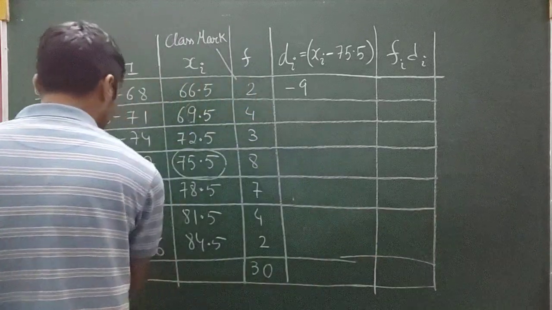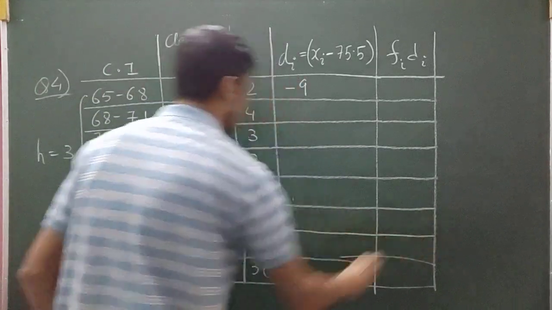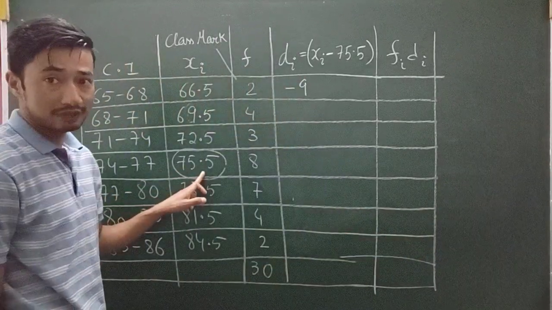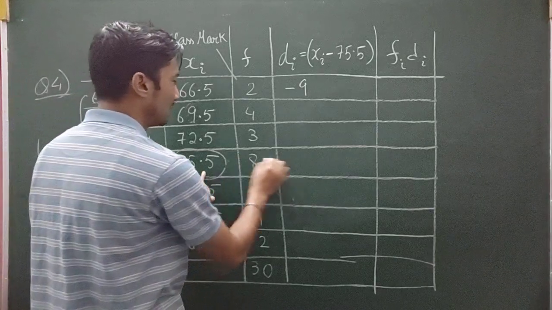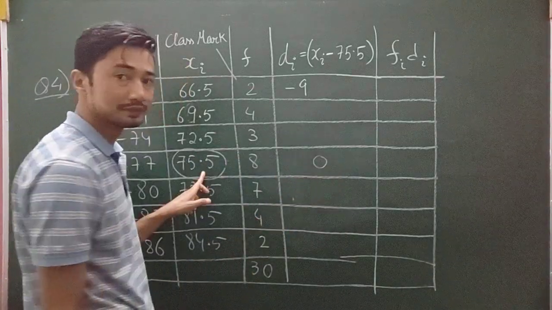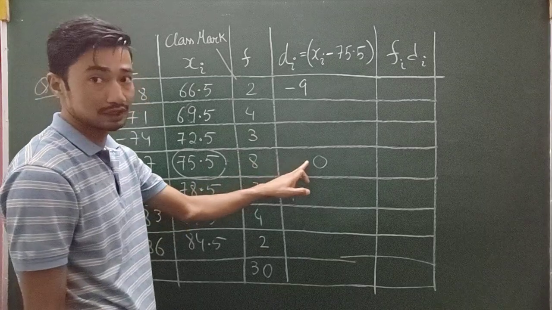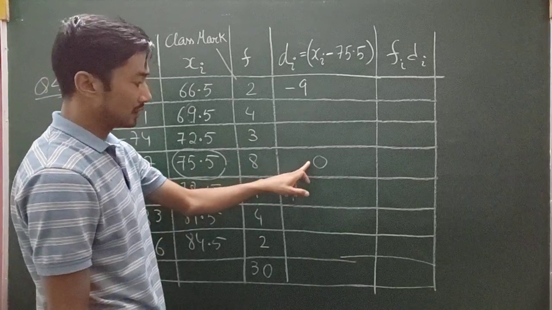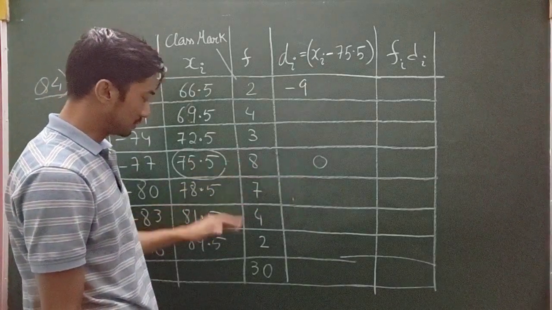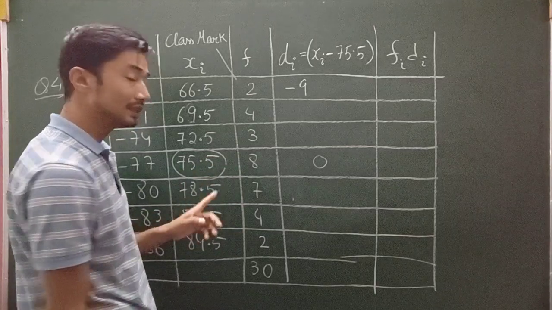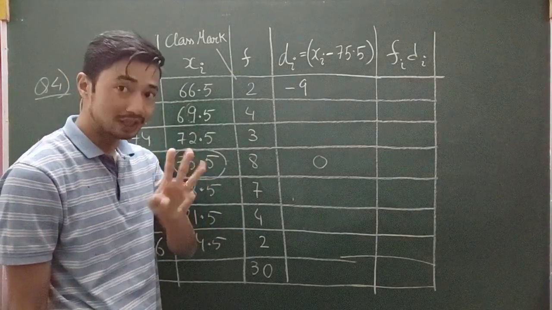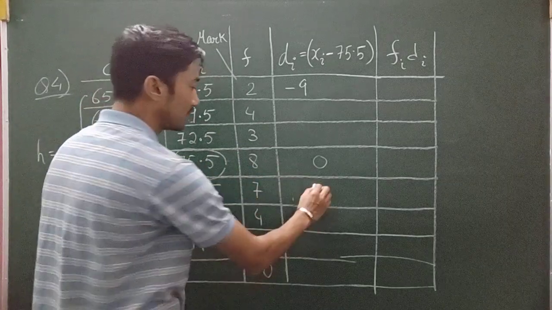I think this will be more systematic, more arranged also. Alright, now look here. 75.5 now, directly, just put 0. Got that? 0. Trick. Next, these are all above 75.5. What is the class width? 3. Uniform. Go on increasing by 3.